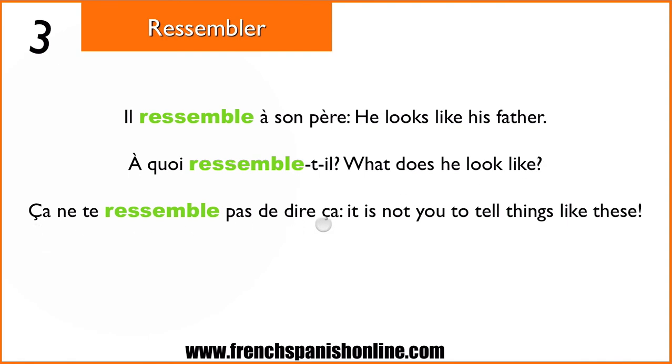Ça ne te ressemble pas de dire ça, it's an expression. It is not like you to say things like this. Ça ne te ressemble pas de dire ça. Ça ne te ressemble pas de faire ça, etc. So here, as you can see, the meaning of the verb ressembler is to look like, or something like that.